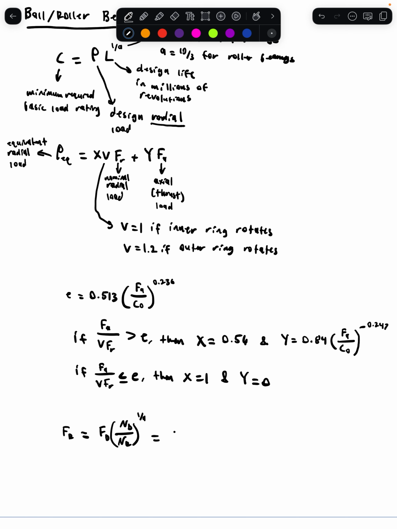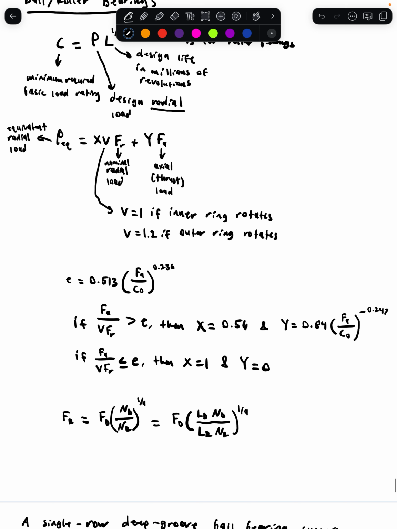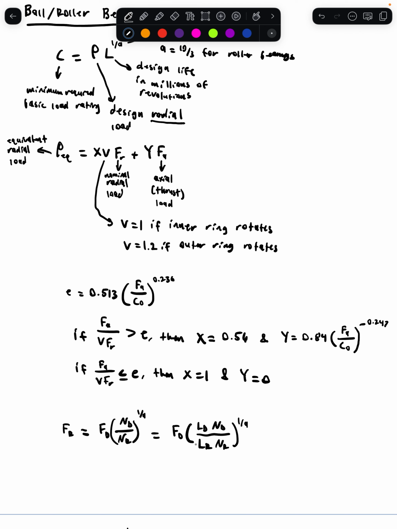Another way of writing this is F sub D times L sub D, where L is the required design life in hours, times N sub D divided by L sub R, which is the catalog rated life in hours, times N sub R, to the 1 over A. I've never used this equation before. I've never come across a problem that I've needed to use it, but it's in the handbook, so I just thought I would write it out.